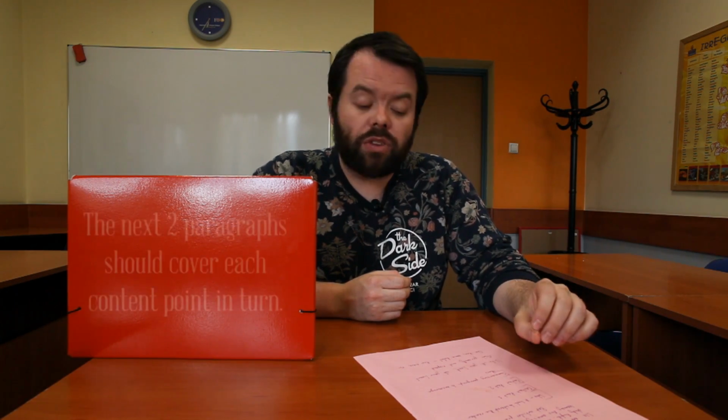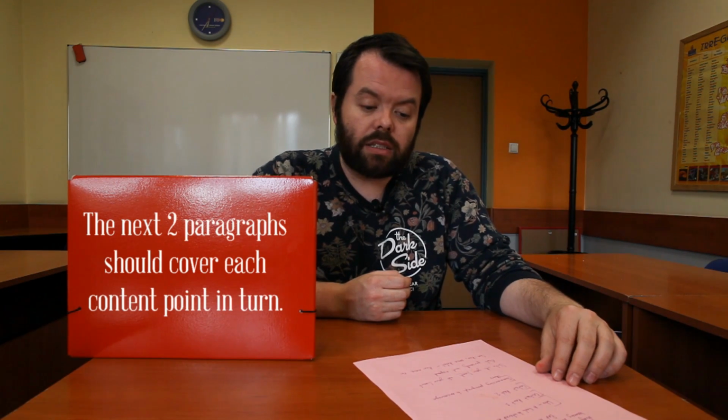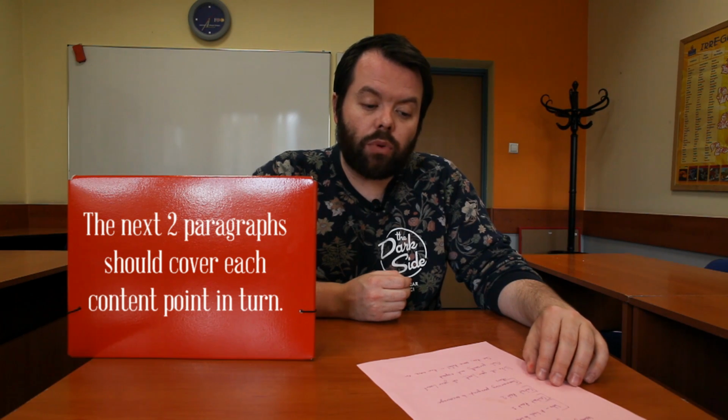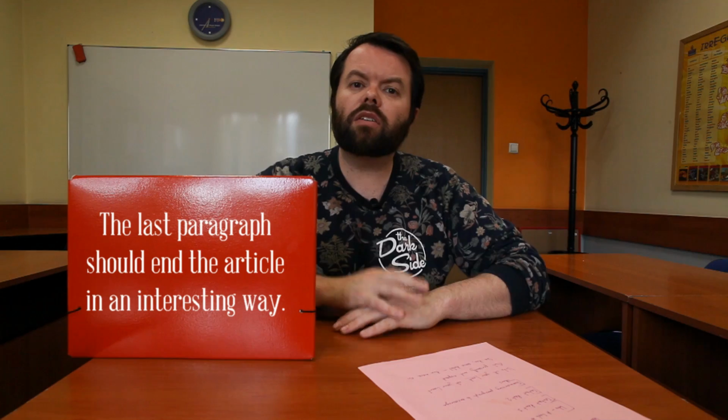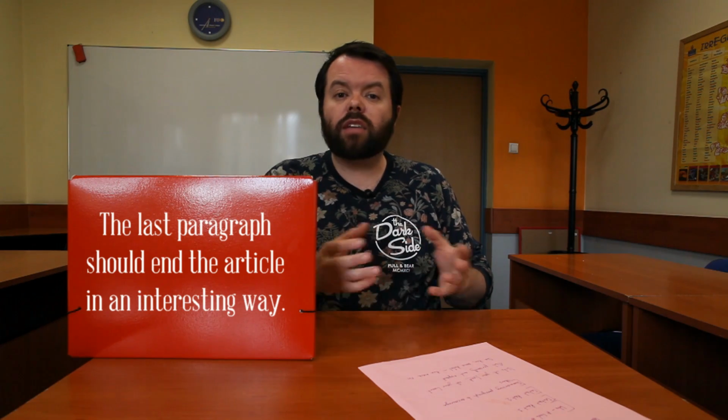Then the next paragraph will talk about the first content point, which here would be why people study English. And then the second content point, which is the problems they face. And then finally you could have a short paragraph that just ties things together so that the reader knows they've read to the end of the article. They'll be like, aha, I've nearly finished. I deserve some chocolate as a reward for reading so much. Something like that.